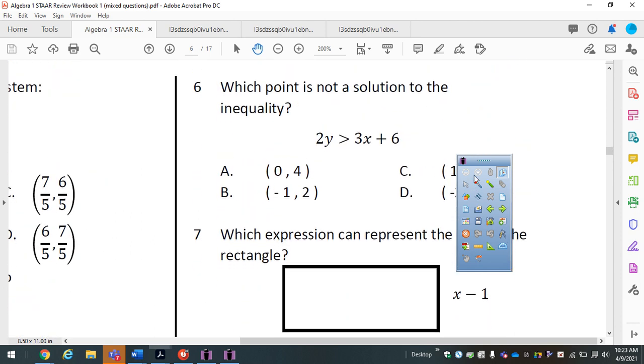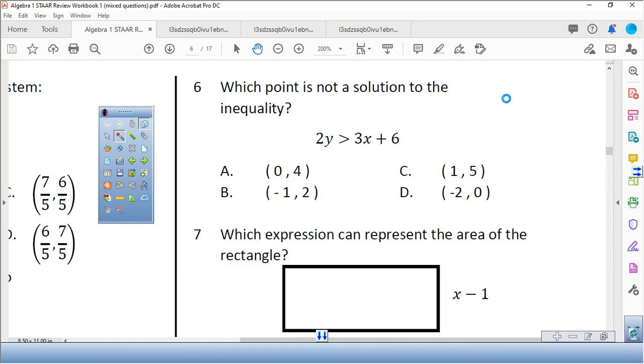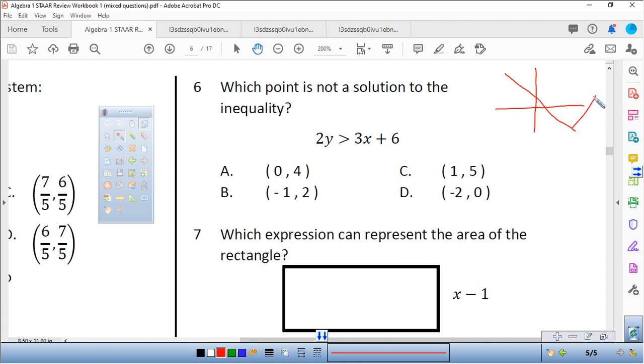Which is not a solution. So I'm going to give you the heads up on this one. It's pretty easy. This one's basically saying like this. Y is greater than. So I want you to say it goes like that. It's shaded up here, okay? Yes, this should be dotted, okay?